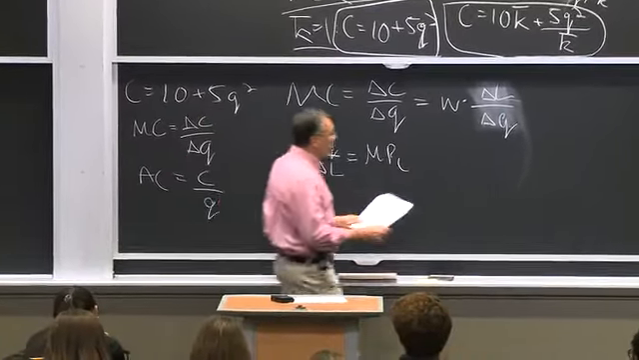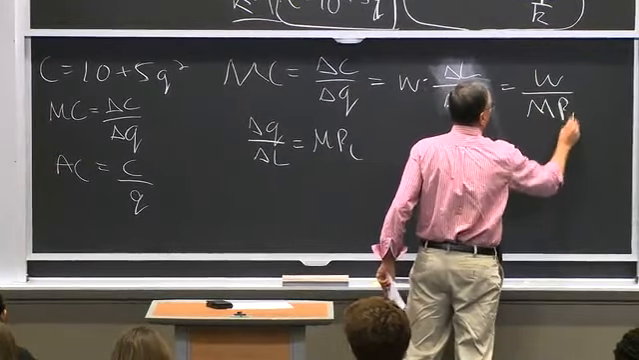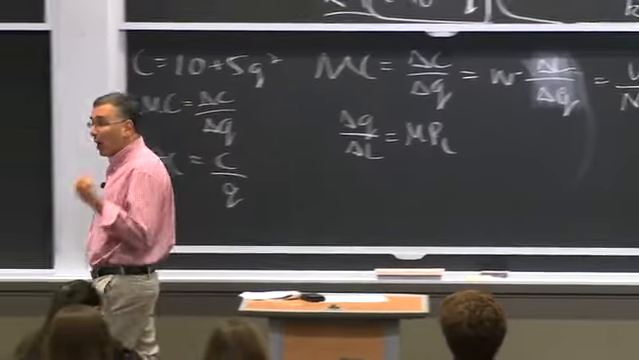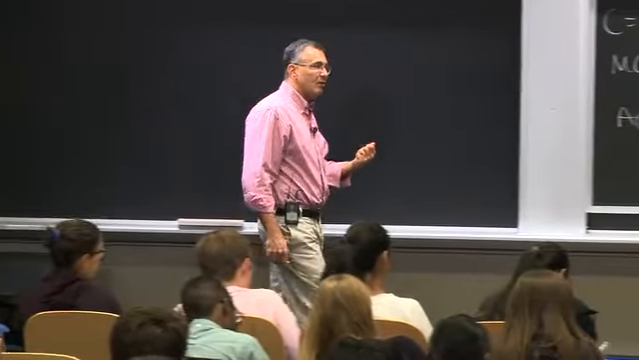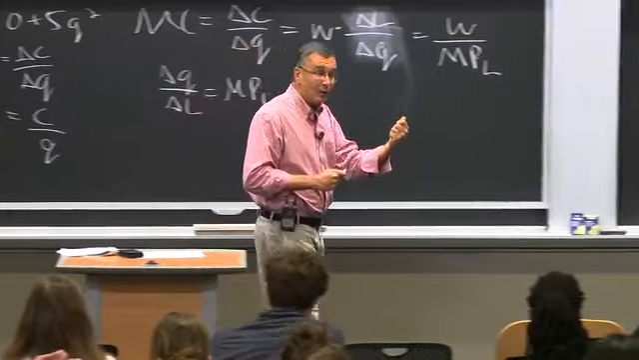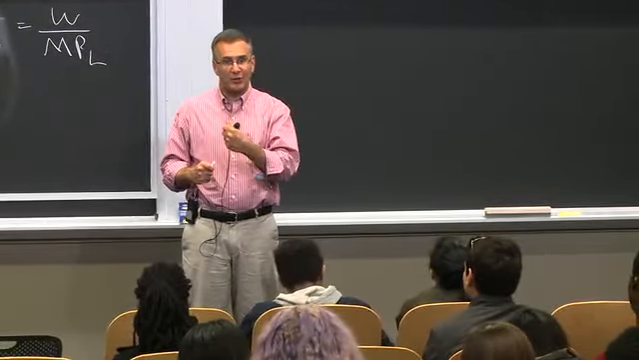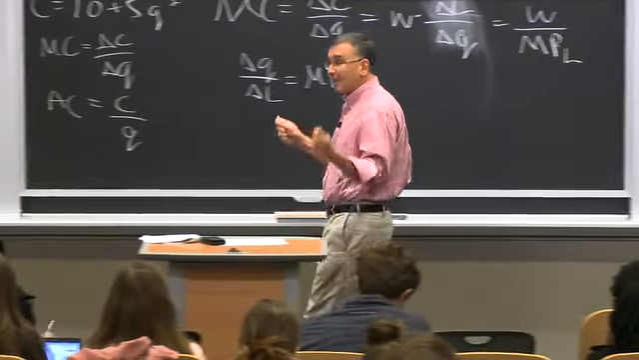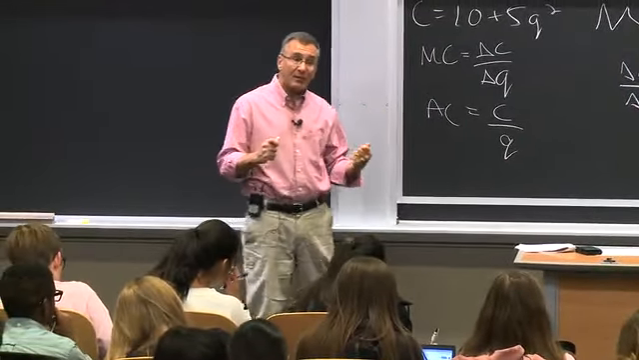So we can rewrite marginal cost as W over the marginal product of labor. The marginal cost is equal to W over the marginal product of labor. And that makes sense. The marginal cost of the next unit will be higher the higher the wage, and lower the more productive the worker. Making another unit with a super productive worker is cheap. Making another unit with a very unproductive worker is expensive.